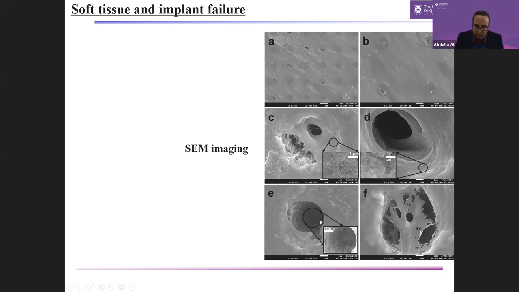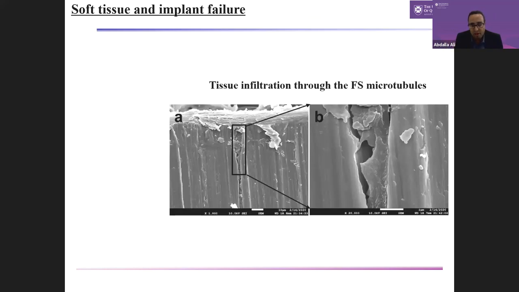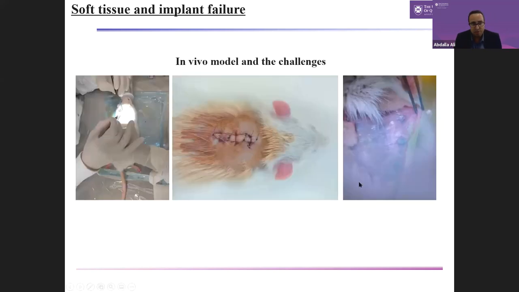So what we expect, if we do implantation, is that the cell or soft tissue infiltration can help seal the abutment from failure. We did a cross-section, however, it was very challenging to take a cross-section of 7 micron holes, and we did a resin embedding to show the cell infiltration within the section.